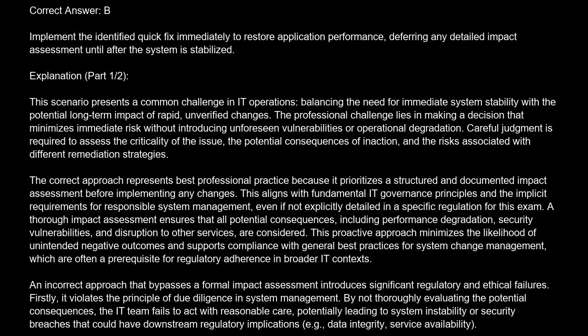An incorrect approach that bypasses a formal impact assessment introduces significant regulatory and ethical failures. Firstly, it violates the principle of due diligence in system management. By not thoroughly evaluating the potential consequences, the IT team fails to act with reasonable care, potentially leading to system instability or security breaches that could have downstream regulatory implications, e.g., data integrity, service availability.